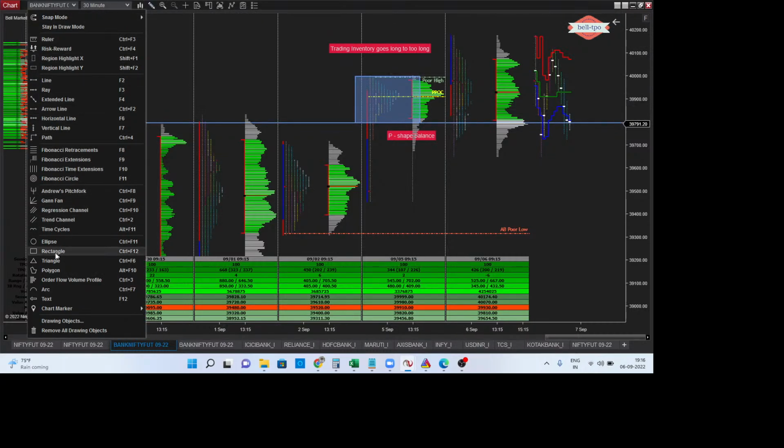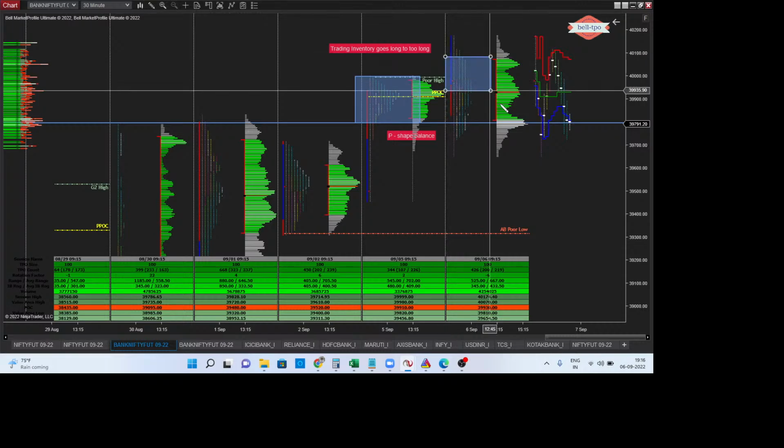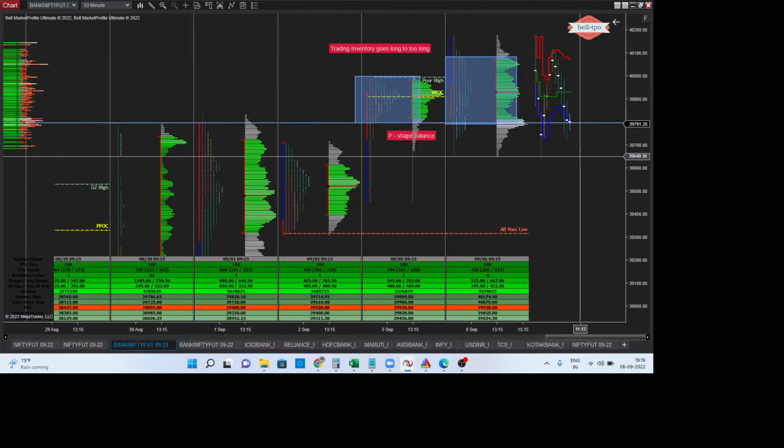So notice the value area. The rectangular bracket is the value area. All right, so what we are seeing is an overlapping value area. That means for any new money to come in, price has to start trading above the 40,100 kind of levels, which is not happening as of now.